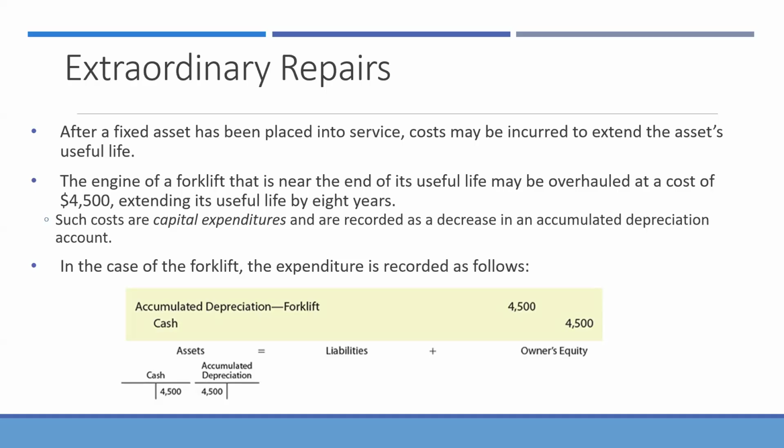It says near the end of its useful life, so we could assume that this is in year 5. The cost of the asset's basically at 2,000, the salvage value. Now we're debiting accumulated depreciation. So now our net book value is 6,500, and we can start depreciating it again over 8 years because our estimate of the useful life has changed.